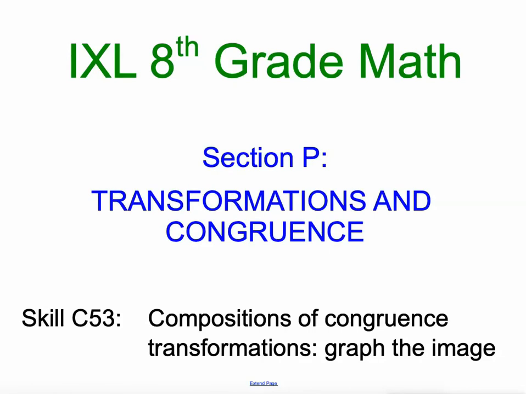So that's compositions of congruence transformations. They're called congruence transformations because after you do these transformations, the shape does not change size at all. It's still the same size. And then you graph the image.